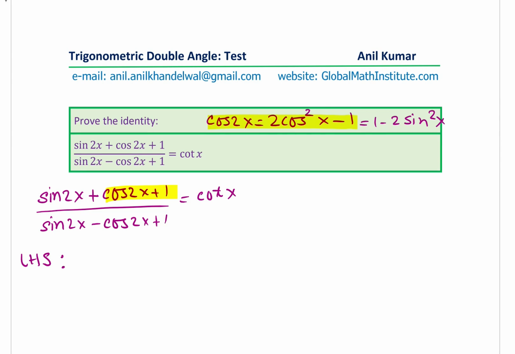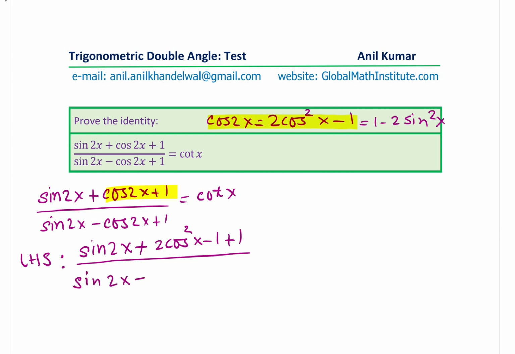So we can write the left hand side as sine 2x plus, instead of cos 2x, I'll write 2 cos square x minus 1. We already have plus 1 there. It will cancel. Now in the denominator, we have sine 2x minus cos 2x plus 1. So we'll use the other formula, which is basically 1 minus 2 sine square x, right? So we have 1 minus 2 sine square x, and we have plus 1.